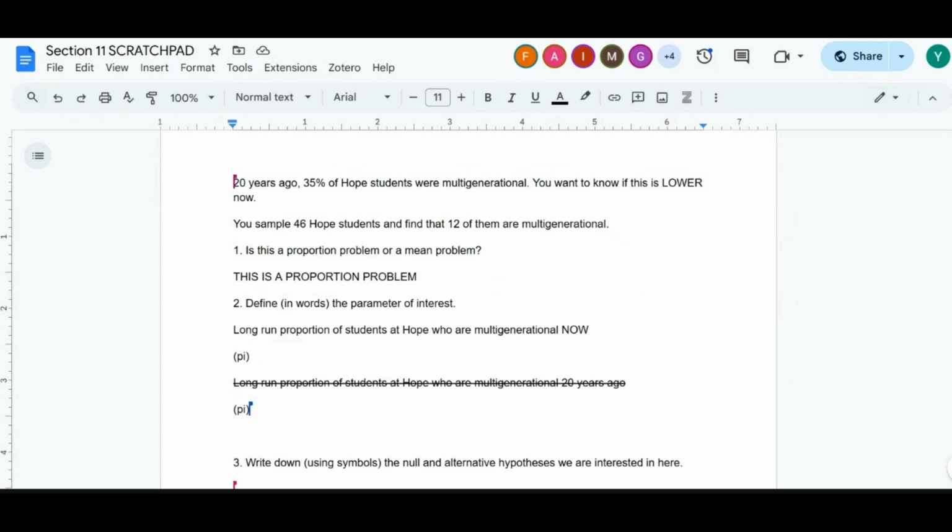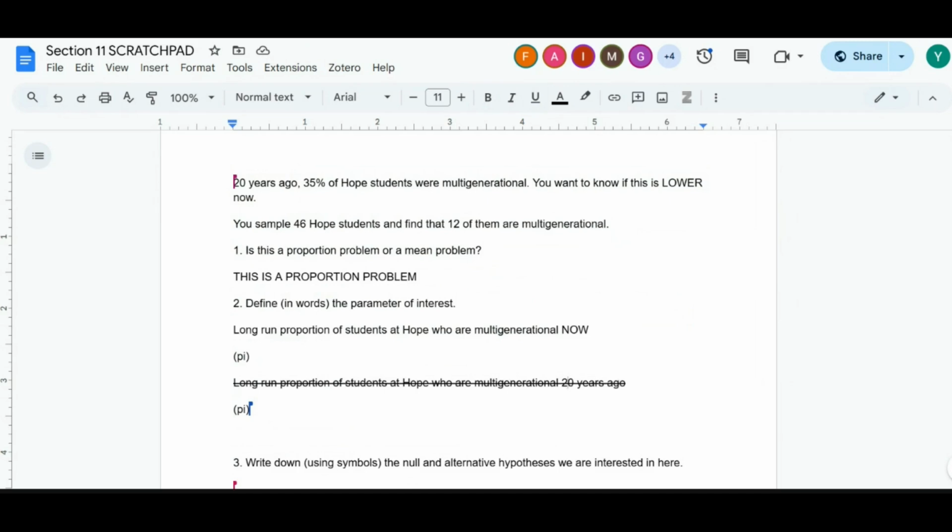Do you know why? Because this is being used as status quo, we are comparing what it is now to what it was last time. Now, of course, 20 years ago, there was a long run proportion that can also be called pi, but we are not interested in that right now. Is it clear? That's why I want to put the word now there. They are both pi, they are both proportions, but we are not interested in this.